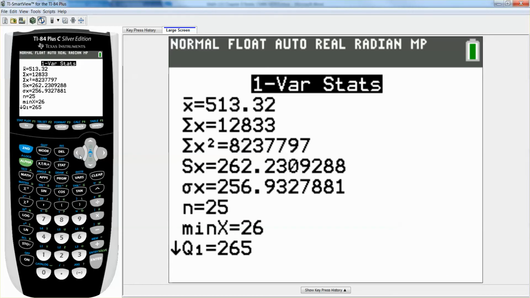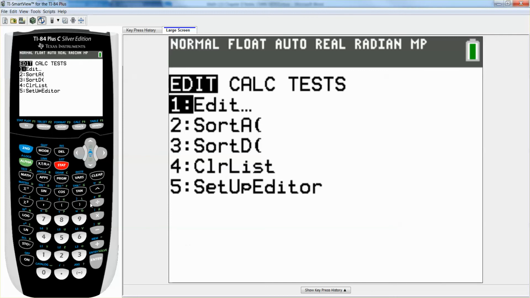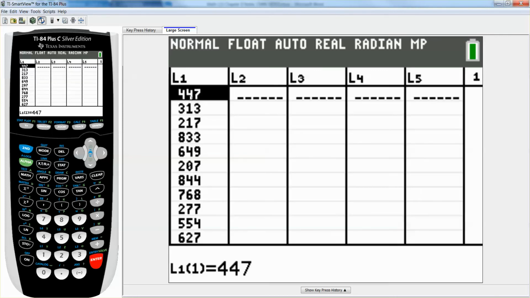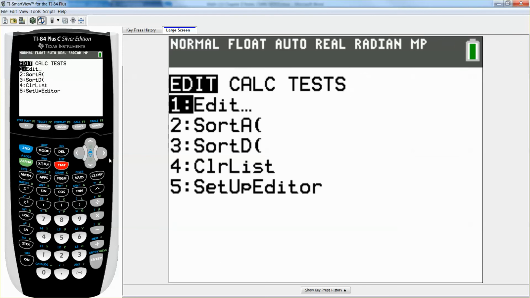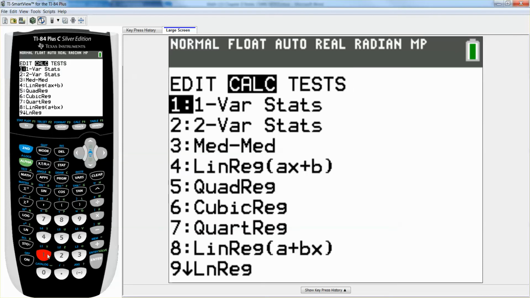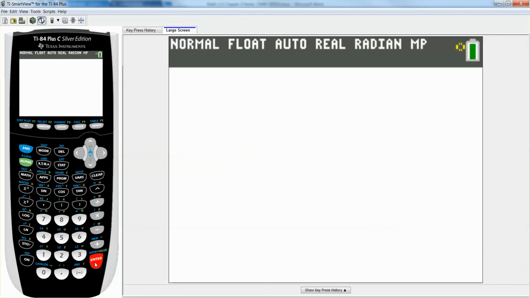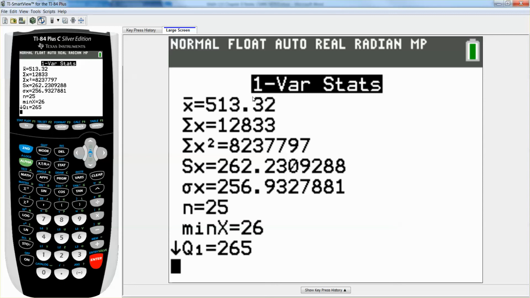Sorry, I lost my first couple videos. So you go to Stat, you go to Edit, you type in all your data. So 447, 313, 217, and so on. Then you go to Stat, Calculate, one variable. L1 is your list, and you do not have a frequency list because this is not a weighted mean or a mean for a grouped distribution. So you just leave that blank and go down to Calculate and press Enter. And there it calculated it, 513.32.